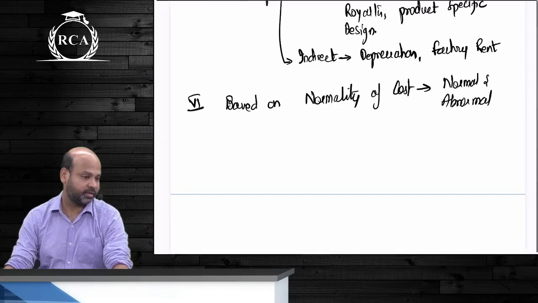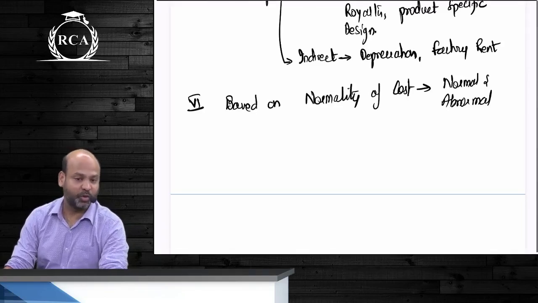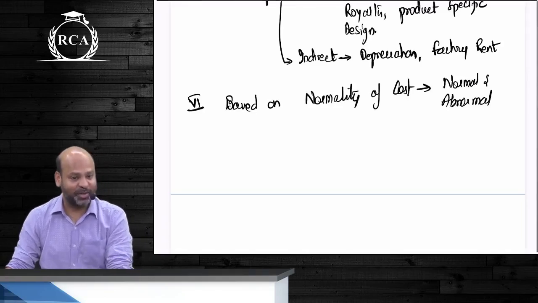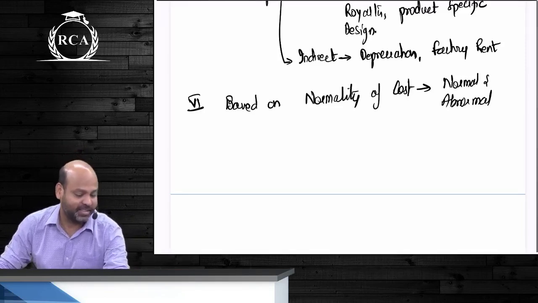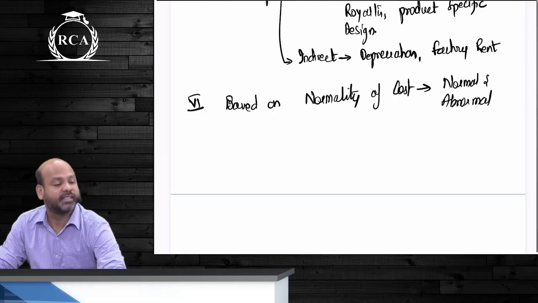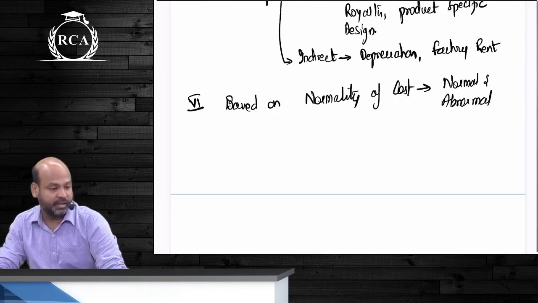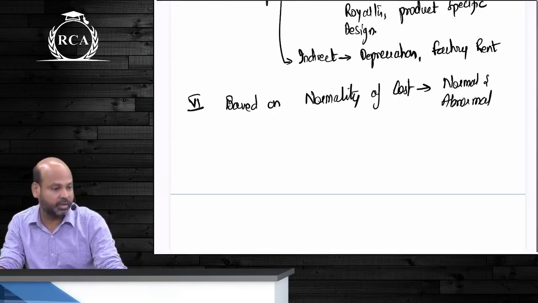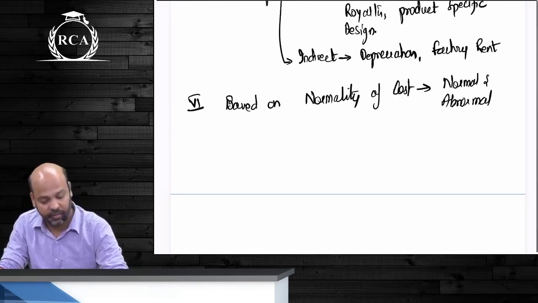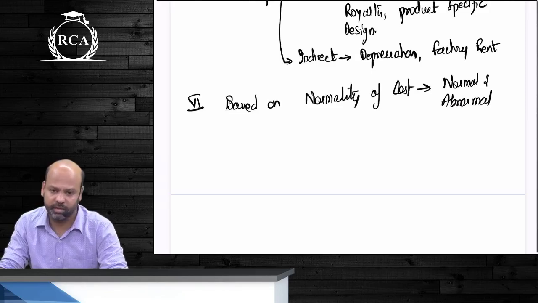Normal is in course of business. Abnormal is due to negligence and which is not in the course of business. Very good. Any other definition, guys?